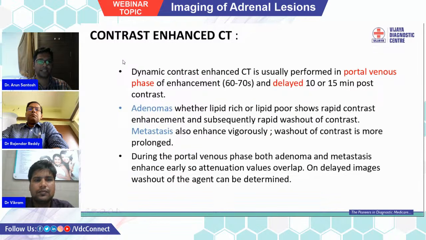So contrast enhanced CT, what actually is done? Dynamic contrast enhanced CT is usually performed in portal venous phase at 70 seconds and delayed at 10 to 15 minutes after the contrast administration. So adenomas, whether they are lipid rich or lipid poor, show rapid enhancement and subsequent rapid washout of contrast. Whereas metastasis also enhance vigorously, but the washout is a bit prolonged. During the portal venous phase, both adenomas and metastasis enhance and the attenuation values overlap. Hence, the delayed images of the washout are the only important ones.